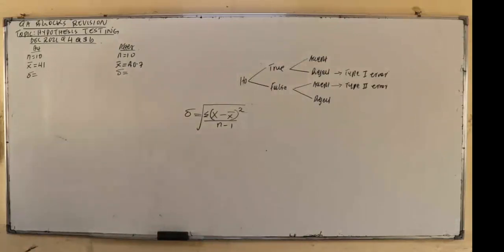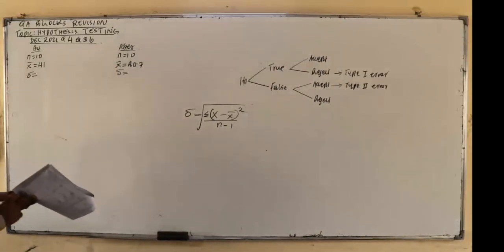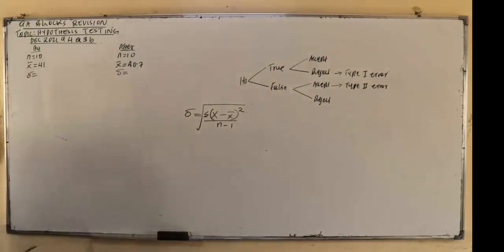Until you get n is equal to 10. So if n is equal to 10, press on. Then press shift, number 2. Can you see X bar? X bar is number 1. Press 1 equals. Do you get 41? Good.